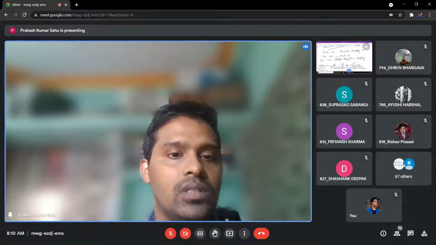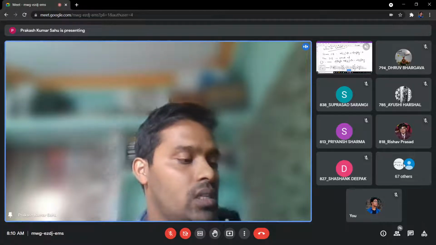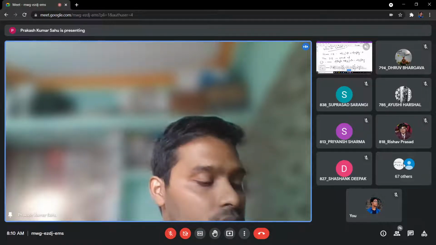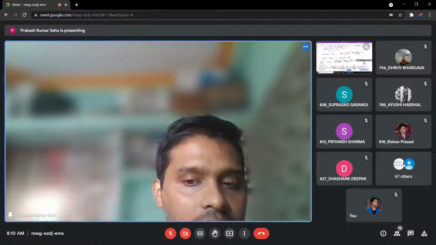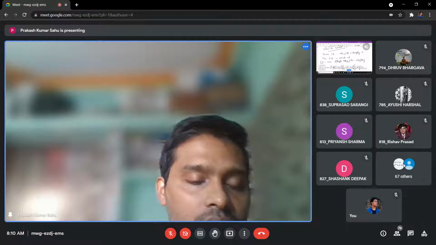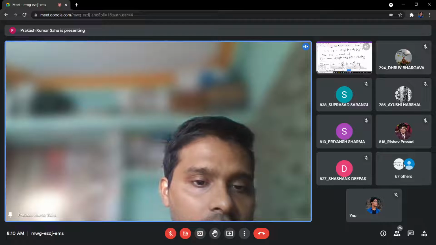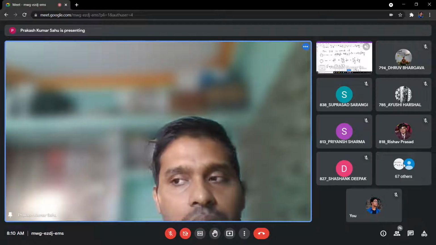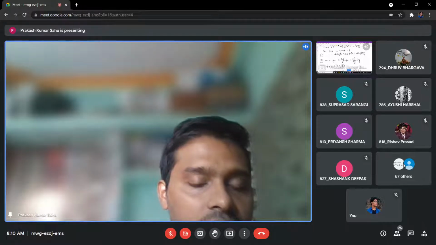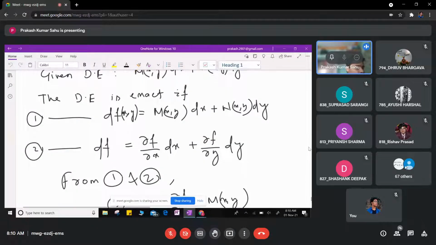If a differential equation is exact, then how to check? Suppose M(x,y) dx plus N(x,y) dy is equal to 0. This is the given differential equation. Then this differential equation is exact if we can write M(x,y) dx plus N(x,y) dy as the derivative of some function, df. Okay. So now, also we know from the definition of a partial differential that df is equal to del f by del x into dx plus del f by del y into dy.